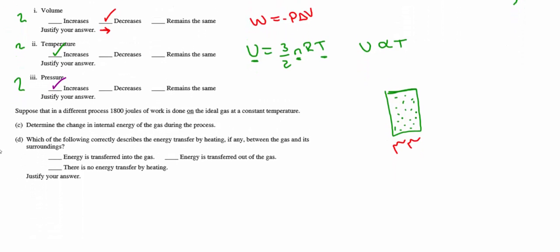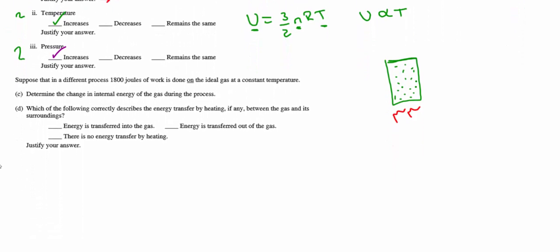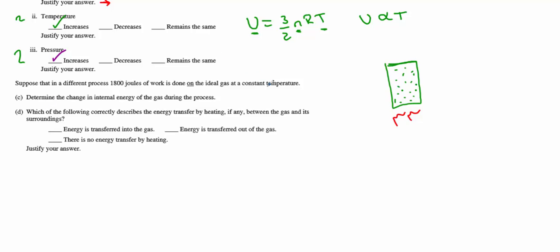Okay, now let's suppose in a different process, 1800 joules of work is done on the gas at constant temperature. This is really important to pay attention to, because now part C asks to determine the change in internal energy of the gas. Well, as I already showed, internal energy is proportional to temperature. If temperature stays constant, internal energy needs to stay constant. So the answer to part C: no change, or remains the same, delta U equals 0. Part C was worth 1 point.